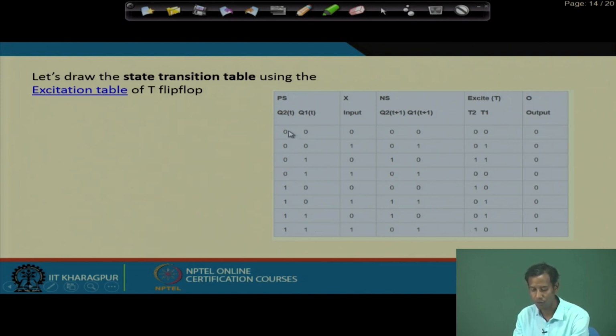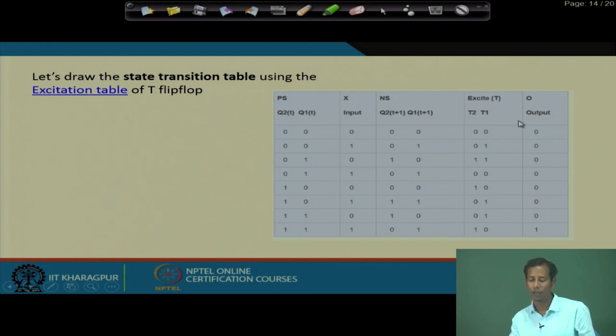So, for Q2, 0 to 0 is 0, 0 to 0 is 0, 0 to 1 is 1, 0 to 0 is 0, 1 to 0 is 1, 1 to 1 is 0, 1 to 1 is 0, 1 to 1, sorry, 1 to 0, that is again 1. Okay, that means Q1t to Q1t plus 1. So, this corresponds to the excitation table; this value we came from the excitation table of T flip flop. Once we have developed this, this will be the corresponding output.